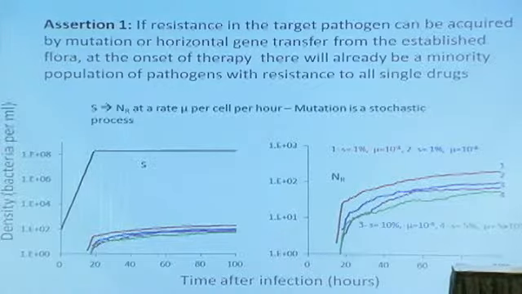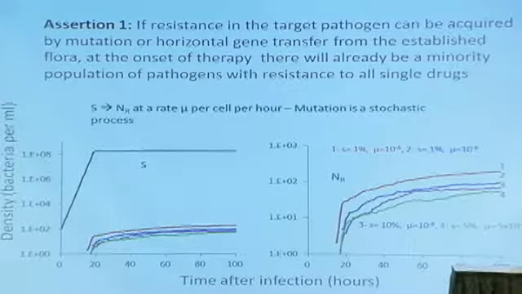One of the points that I'm making is that if resistance in the target pathogen can be acquired by mutation or horizontal gene transfer from the established flora, at the onset of therapy there will already be a minority population of resistant pathogens. Where we're concerned about the generation of resistance, I'm suggesting that resistance is already going to be there at some low level.